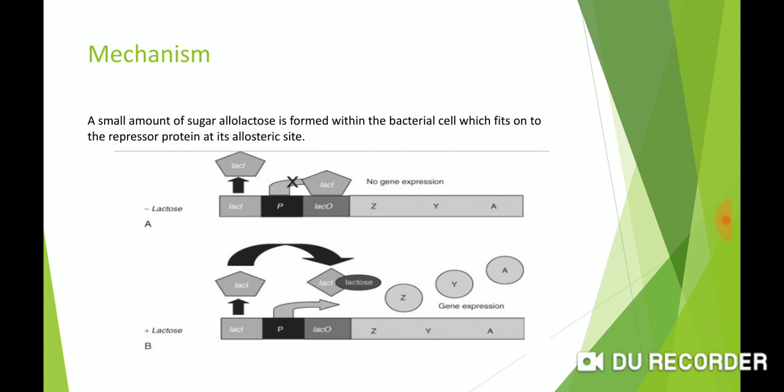Now, in condition B, when lactose is present, a molecule of lactose comes and sits on the allosteric site of the repressor protein, as a result of which it falls off, and now the genes can be expressed, or as we should say, RNA can be transcribed. And that's how the lac operon works.